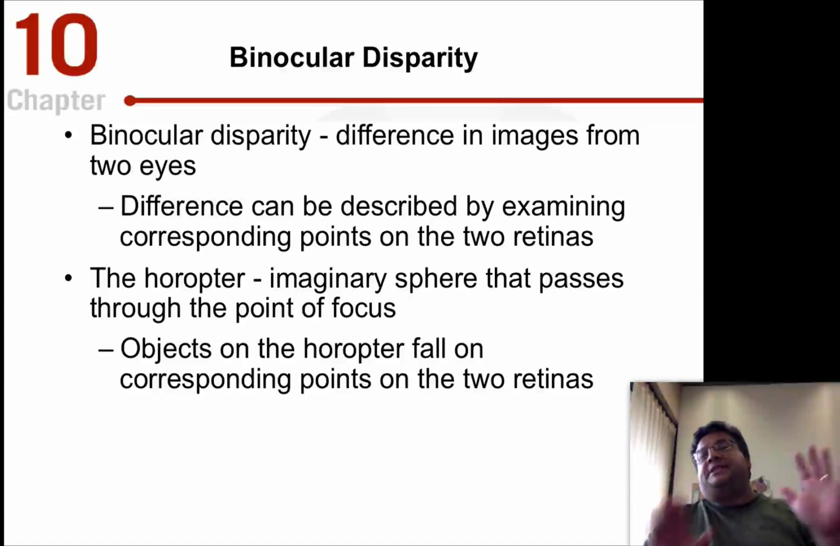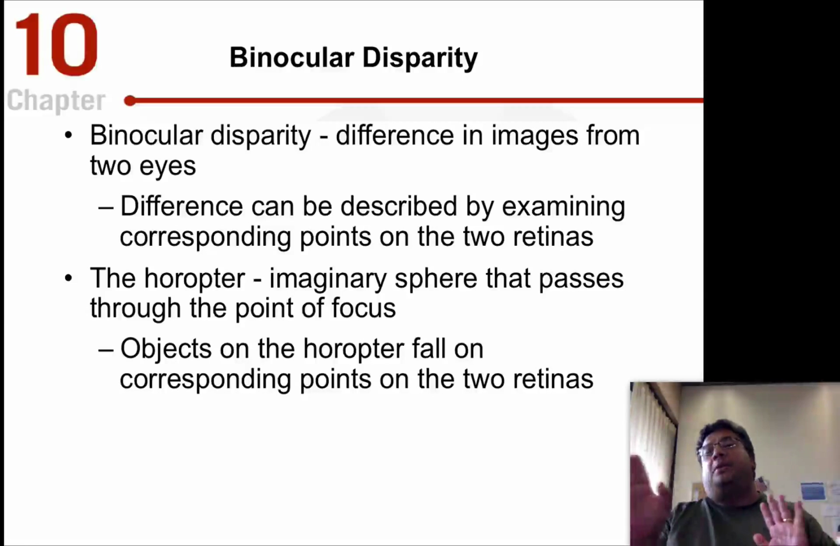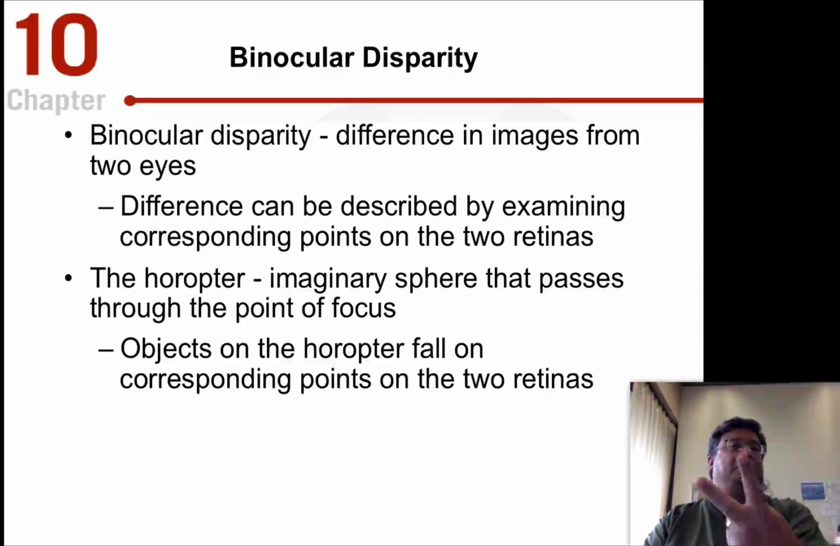So this difference between eyeballs in images is called binocular disparity. Binocular means 2 eyes, and disparity, of course, means a difference. So they're not the same. Binocular disparity is a difference in the images from 2 eyes.